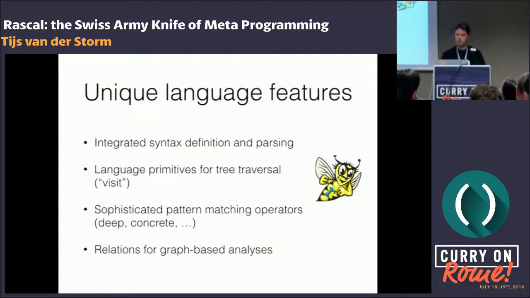We have sophisticated pattern matching operators. I already hinted at it. So this is not your grandfather's father's pattern matching, but it has concrete matching, deep matching, list matching, set matching. I will show some of these examples, but I'm afraid I can't go into too much detail there. And finally, we have relational data types that allow you to do graph-based analyses, for instance, dependency graphs or control flow graphs, data flow graphs. We think that these are very nicely represented using relations.